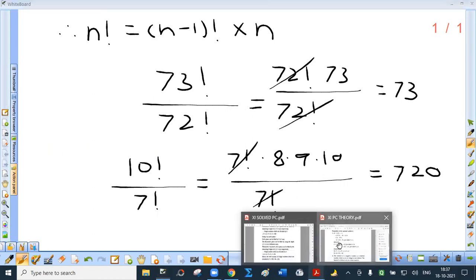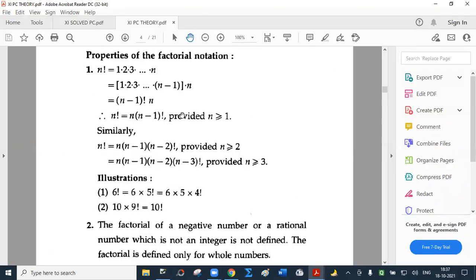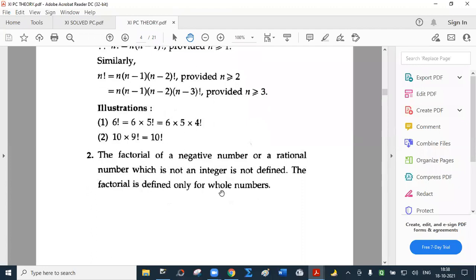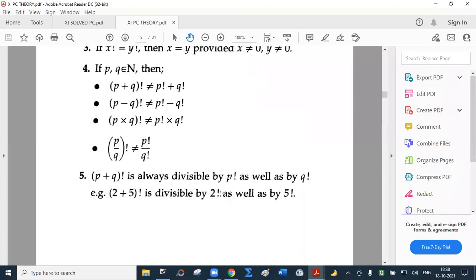Now see this. Properties of factorial notation. I have already explained this. The factorial, second note: the factorial of a negative number or a rational number which is not an integer is not defined. The factorial is defined only for whole numbers. Why say whole number? Because 0 is not a natural number. But still 0 factorial is defined to be 1. That is why whole number.